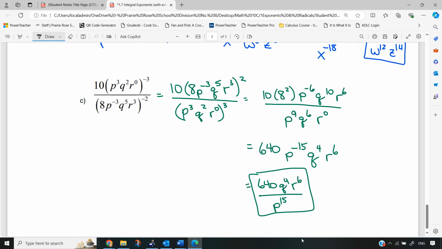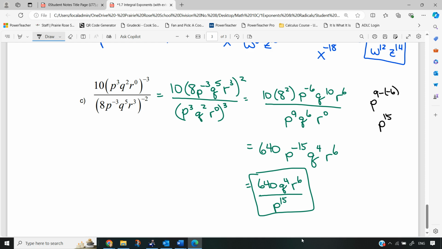Now, if I take a look at shortcuts, here I have 10 times 8 squared, so that's 640. But when I'm looking at my exponents, p to the 9 is bigger than p to the negative 6. So I could think about this as p to the 9 minus negative 6, which is p to the 15. And knowing that the 9 was bigger than the negative 6, I could automatically put it in the denominator. Here, q to the 10 is bigger than q to the 6, so I'm going to subtract 10 minus 6, but my answer will end up in the numerator. And then 6 is bigger than 0, so r to the 6 minus 0 will give me r to the 6th, and it will be in the numerator.